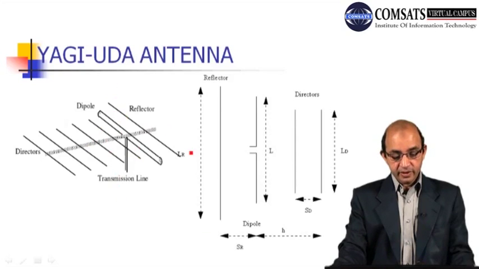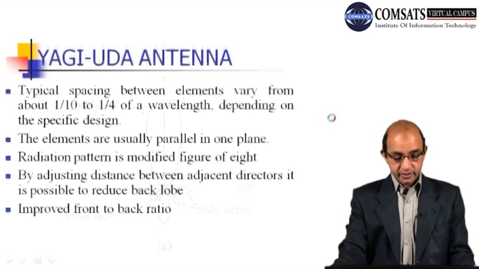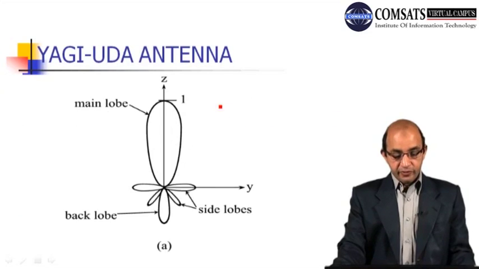So you can see that we have a dipole. So this is a folded dipole, and these are the directors, right? And this is the reflector, right? So you can see the configuration of the Yagi antenna. So here we have the radiation pattern of the Yagi antenna. This is the main loop, and these are the side loops, and here we have the back loop, right?